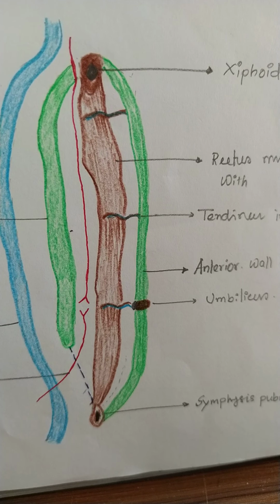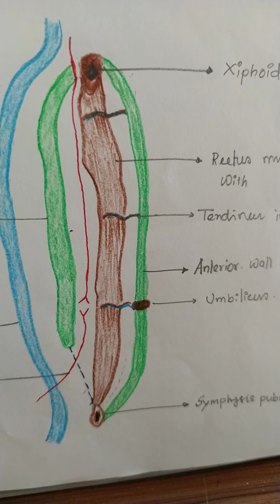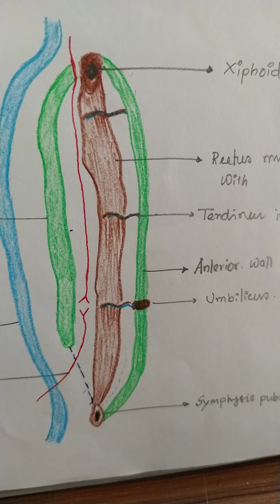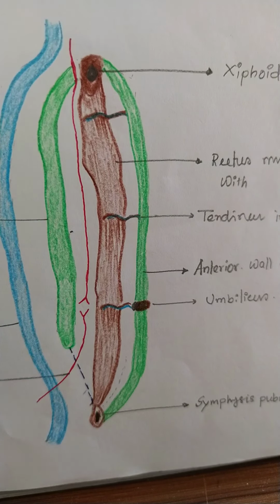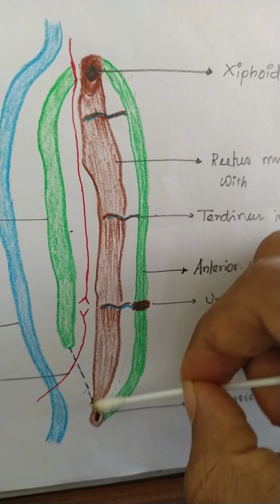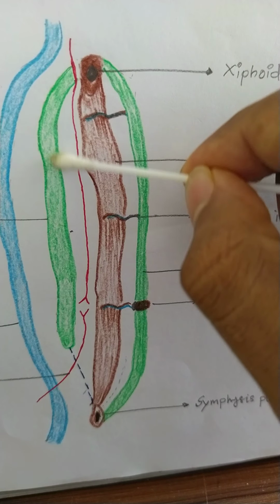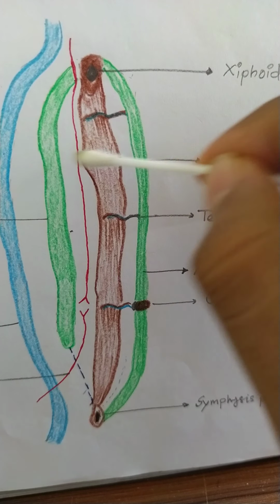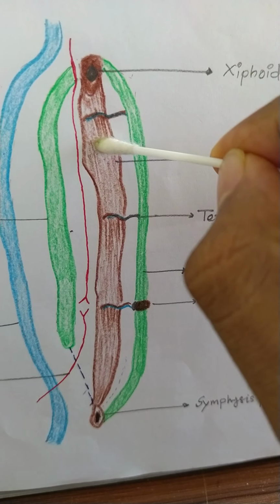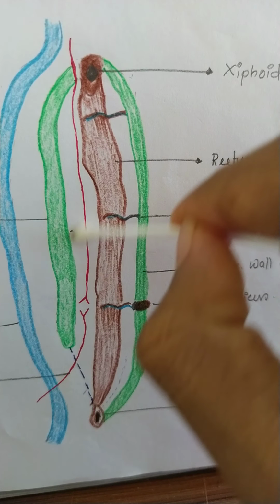This is the rectus abdominis muscles. Below the rectus abdominis there is a vascular plane. So you can see here is an area. This is the posterior layer of the rectus sheath, this is the anterior layer of the rectus sheath. Just below the rectus abdominis muscle there is a vascular plane.